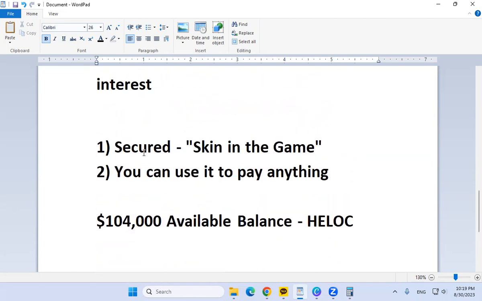So that's the two main differences of a HELOC compared to, let's say, a credit card. One, it's secured. Now there are secured credit cards, but usually they issue them unsecured. But with the HELOC, it is secured by your house. That house is your collateral, and you have skin in the game. And secondly, you can use it to pay anything. You could use the HELOC funds to pay the HELOC again. So it's not necessarily robbing Peter to pay Paul. It's like robbing Peter to pay Peter, right? So it's a really cool tool.